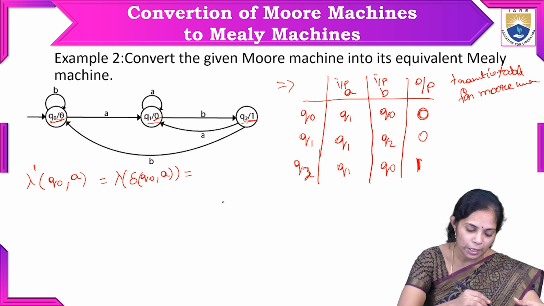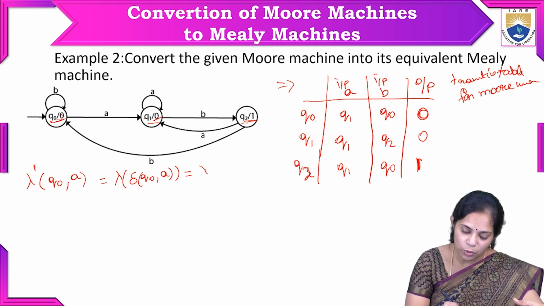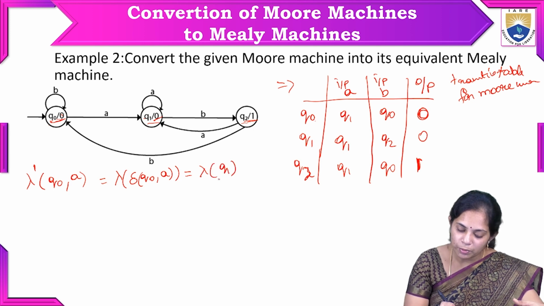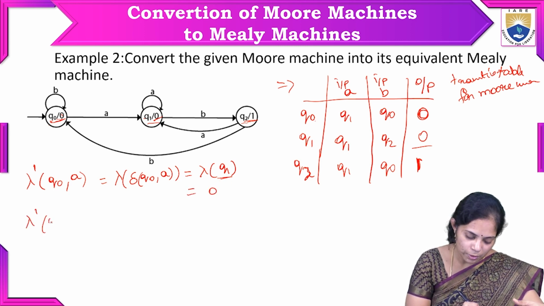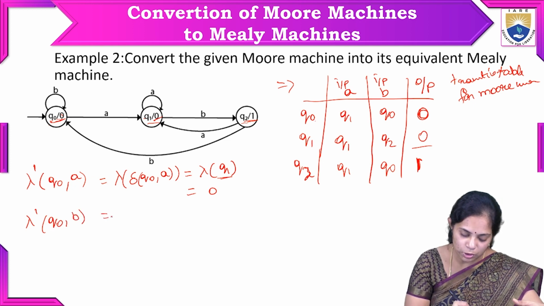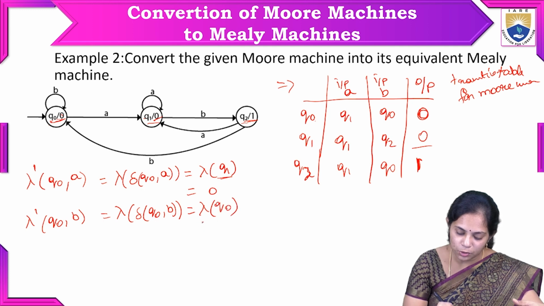From Q0, when we give A as an input symbol, it is going to Q1. So for Q1, what is the output? Here 0 is the output. And lambda dash: how many input symbols are there? We have 2 input symbols, so we have to check for both. Transition of Q0 comma B: lambda of Q0 comma B, it is going to Q0 itself. So what is the output? For Q0 it is 0.